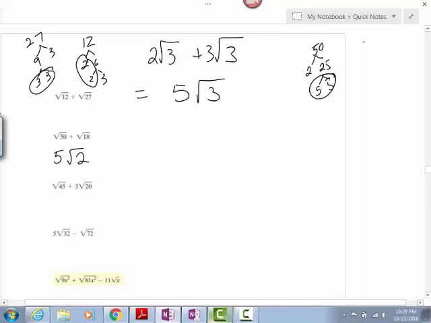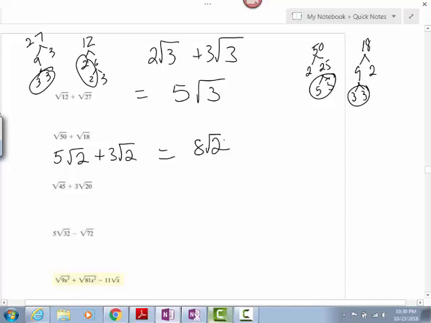Okay. Then I have 18. I'll think of that as 9 and 2. 9 is 3 and 3. So the number that's going to come outside is the 3. The 2 will stay inside. Okay. So 5 plus 3, 8. Now I have 8 square roots of 2. Okay.